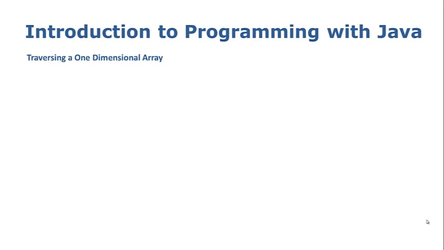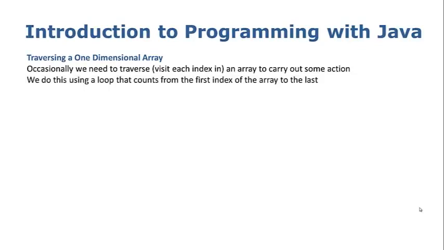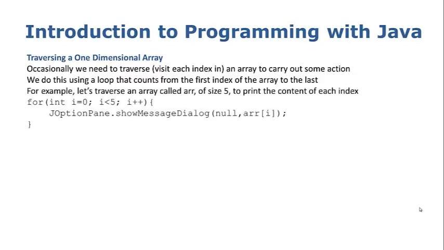Okay, so now we're in this section, we're going to take a look at traversing a one-dimensional array. Occasionally, we need to traverse or visit each index in an array to carry out some action. And we can do this using a loop that counts from the first index of the array to the last index. For example, if we traverse an array called R of size 5 to print the content of each index in the array, we could use a for loop.